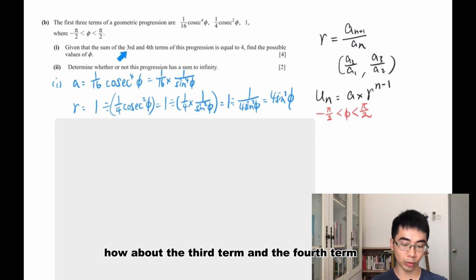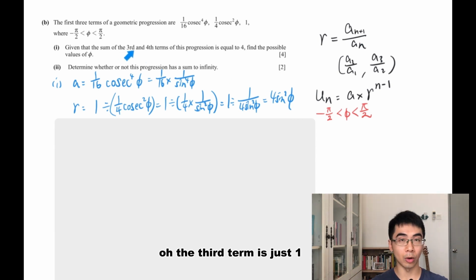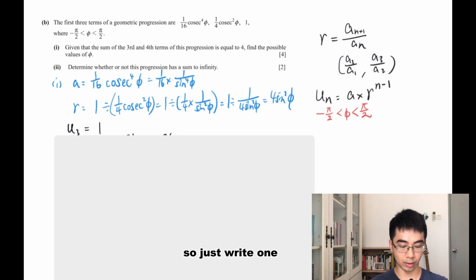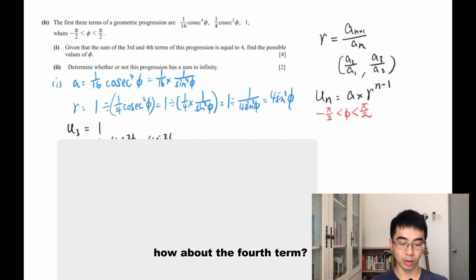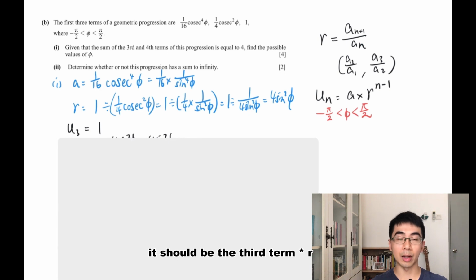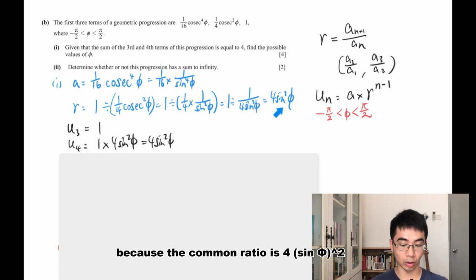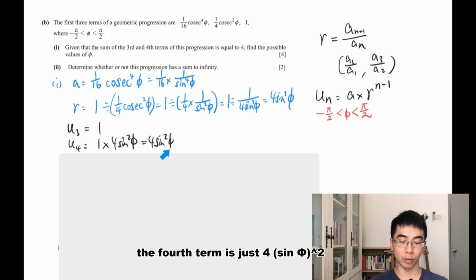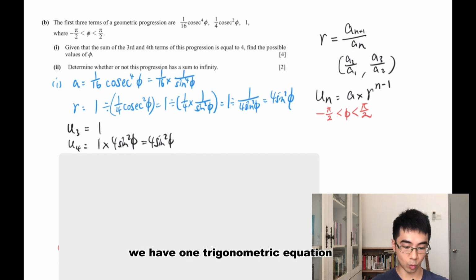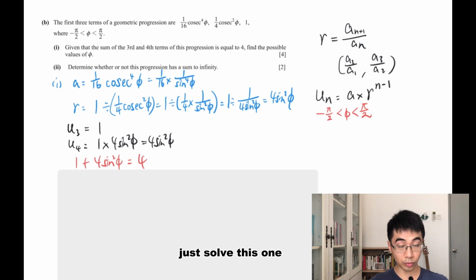How about the third term and the fourth term? The third term is just 1. So how about the fourth term? It should be the third term times the common ratio r, and the common ratio is 4 sine square phi. So the fourth term is just 4 sine square phi. Now we can add these two up, and they will be equal to 4. So we have one trigonometric equation. Let's solve this one.